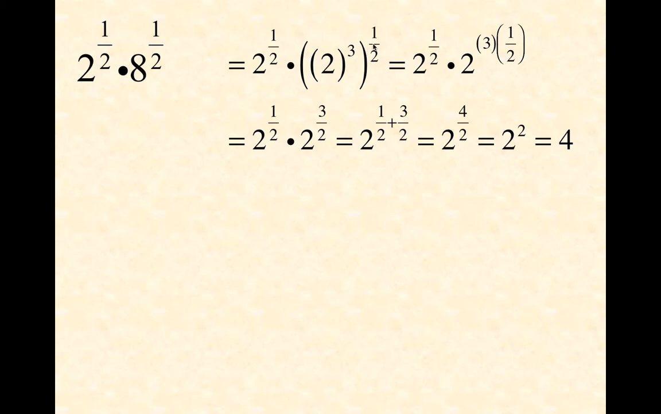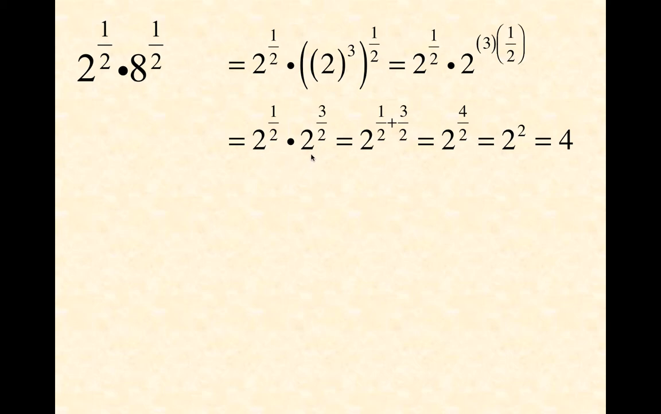Power to a power. 3 times a half is, well, 3 times a half. Okay, now let's move on to the next deal down here. 3 times a half is 3 halves. You see how I'm simplifying this. Now look at what we got.